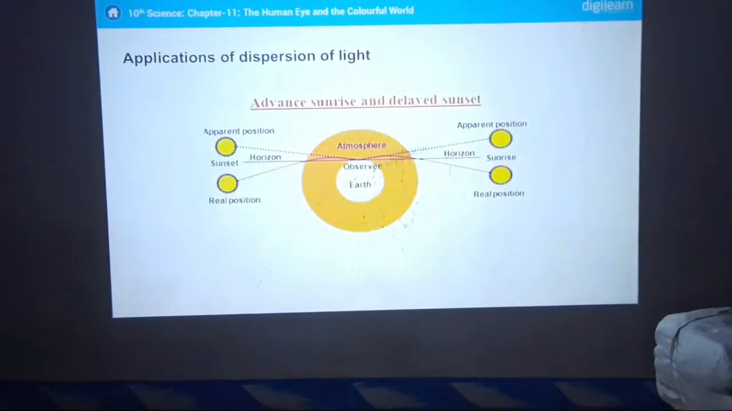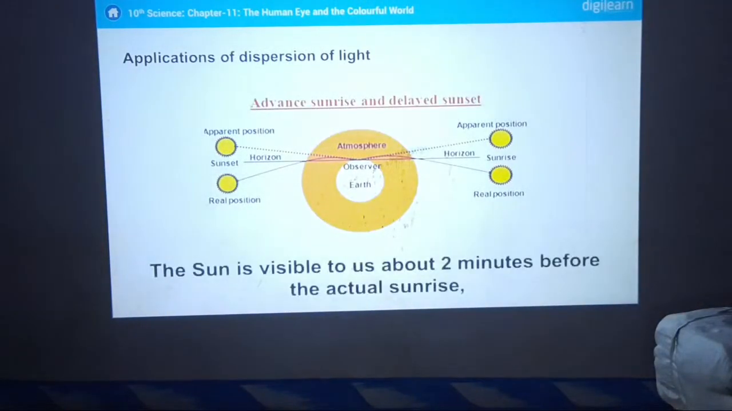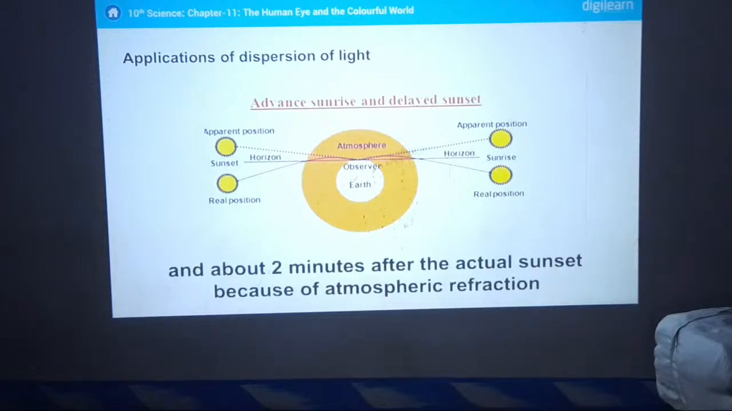Advanced sunrise and delayed sunset. The sun is visible to us about 2 minutes before the actual sunrise and about 2 minutes after the actual sunset because of atmospheric refraction. By actual sunrise, we mean the actual crossing of the horizon by the sun. The time difference between actual sunset and the apparent sunset is about 2 minutes. The apparent flattening of the sun's disk at sunrise and sunset is also due to the same phenomenon.